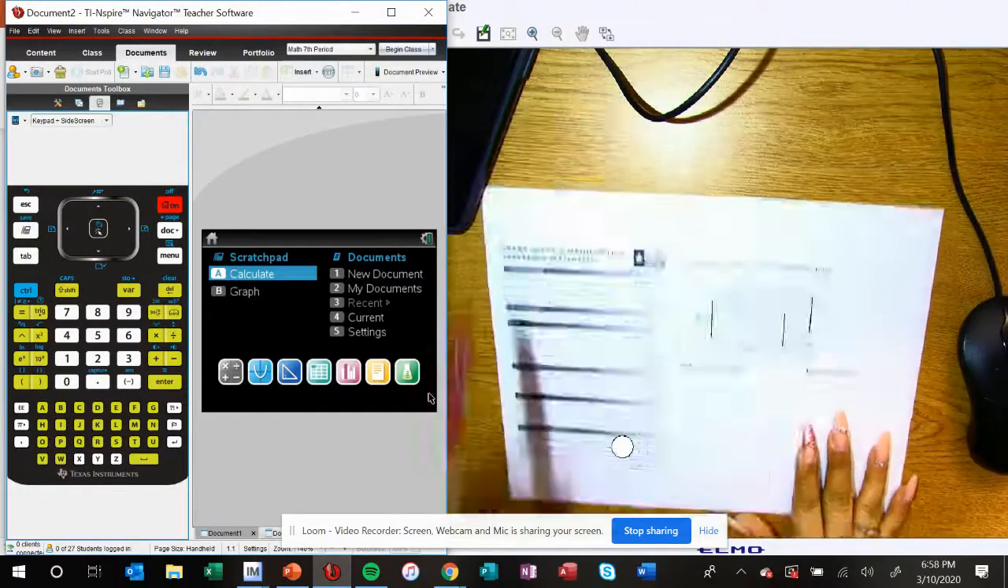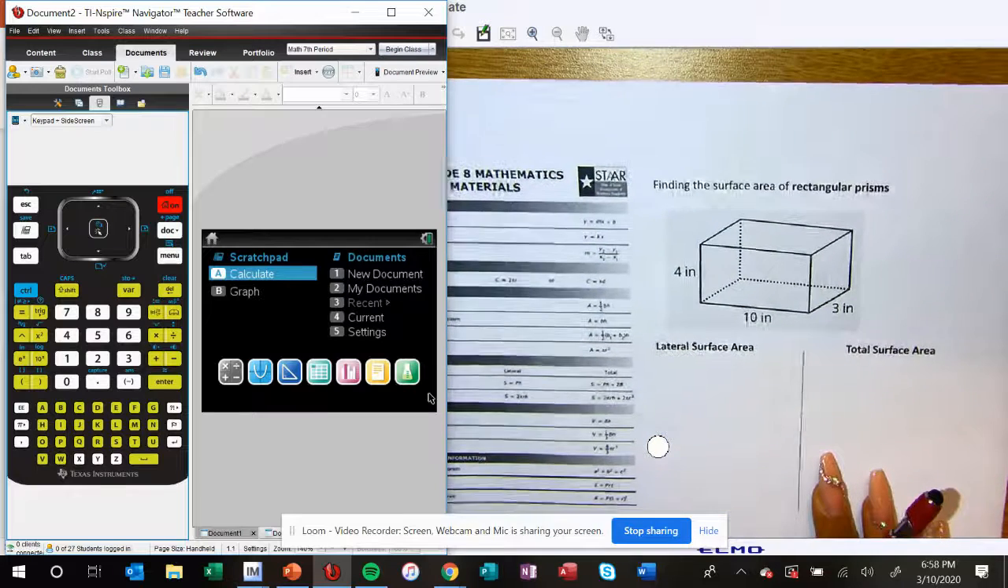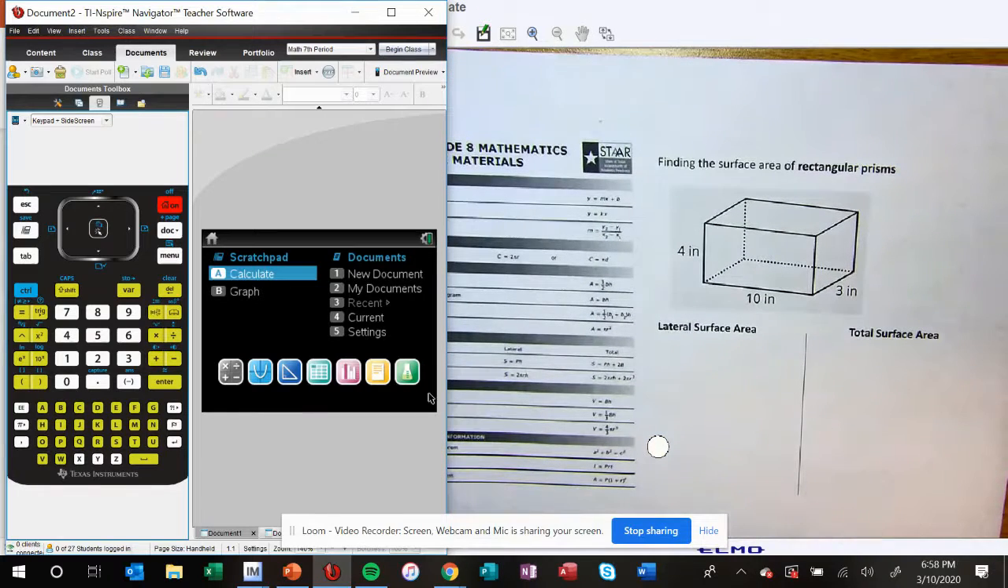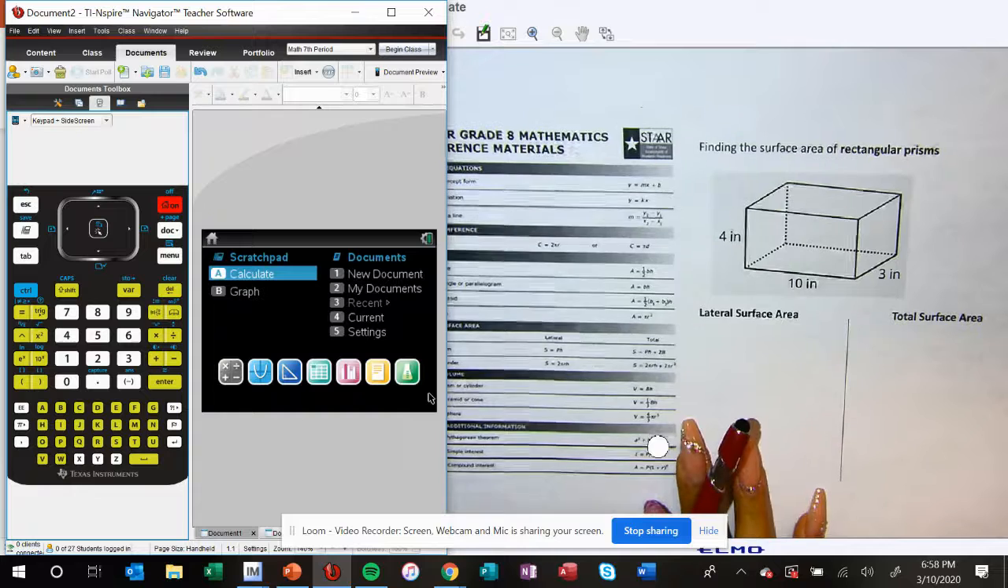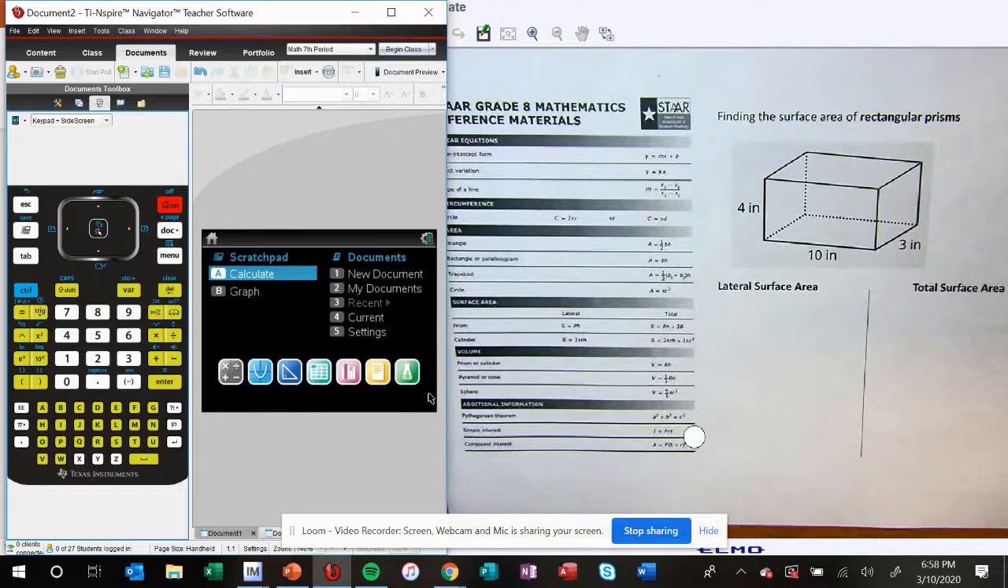Okay, so in this video, I'm going to be showing you guys how to find the surface area of rectangular prisms. So here I have a rectangular prism, and the first thing that I'm going to do is look for the actual formula on my formula sheet.